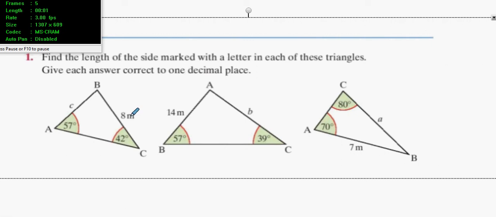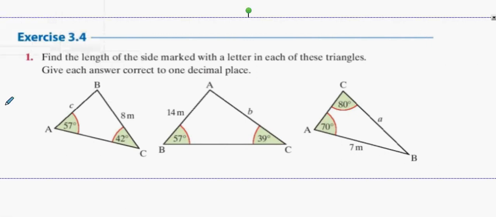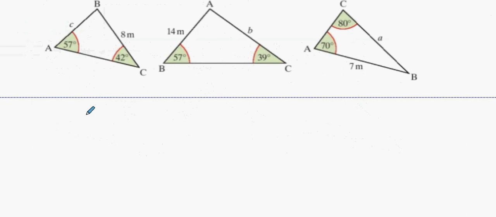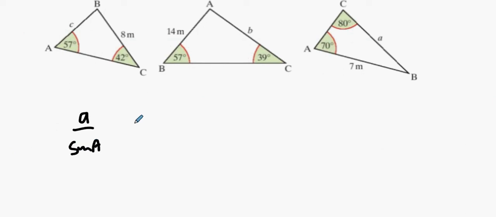We're going to do the sine rule today. Now, sine rule is very easy, right? It's a over sine A equals b over sine B. So essentially, in any triangle, where it's right angled or otherwise, the triangle can be any type of triangle really.